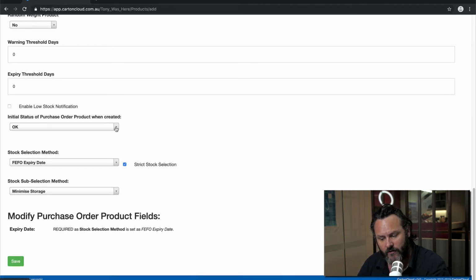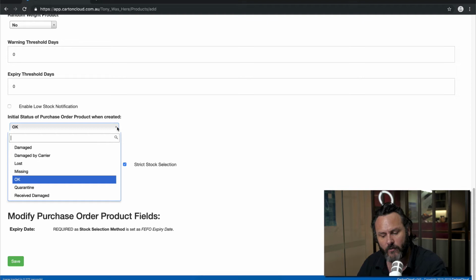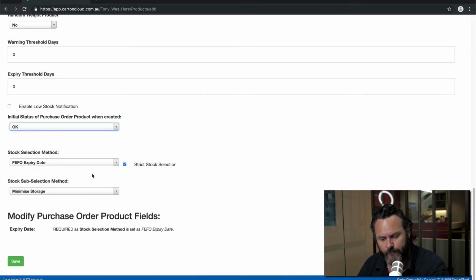Initial status of purchase order. So what we can do is we can have it so that, for instance, if the product is coming in from overseas and we always want it to come in as a quarantine, we could have that. But for this product, for instance, it's locally made and we're going to say no, we're just going to have the status of okay.